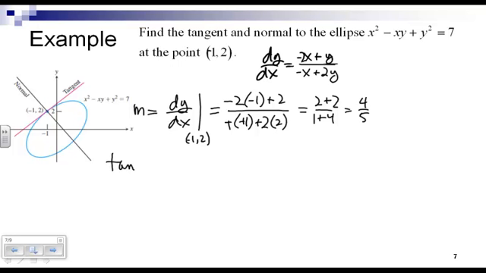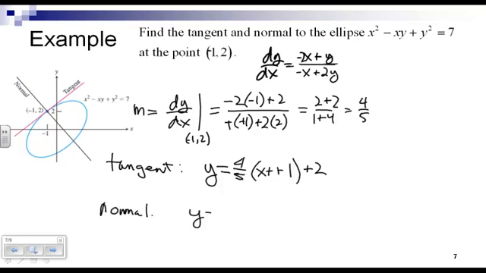So therefore the tangent line is going to be y equals 4/5 x plus 1, plus 2. I'm going to write it as minus a negative 1, which we know is x plus 1 plus 2. And if you want to put that as a plus 1, that's fine. And then the normal is going to be negative 5/4. Sorry, negative 5/4. You're right, that's minus. And of course, we know that we can clean that up a little bit.